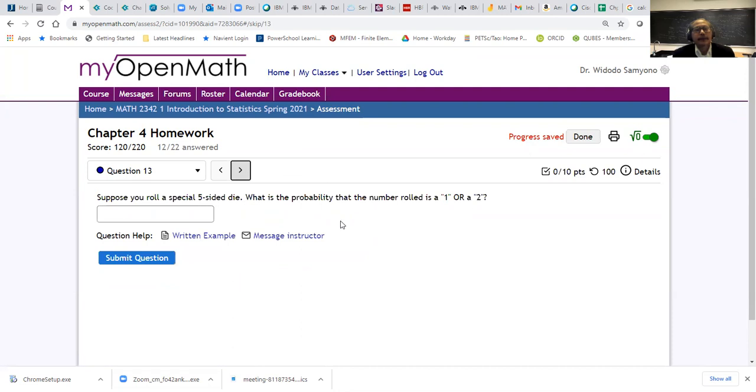Okay, suppose you roll a special five-sided die. What is the probability that the number rolled is 1 or 2? So the answer is the same thing, right? Just using the addition rule, the probability of getting 1 or 2 is equal to the probability of 1 plus the probability of 2. So 1 over 5 plus 1 over 5, so the answer is 2 over 5. Okay.